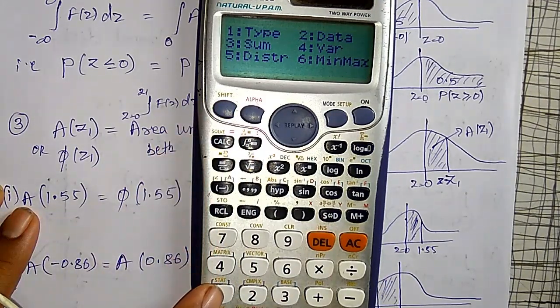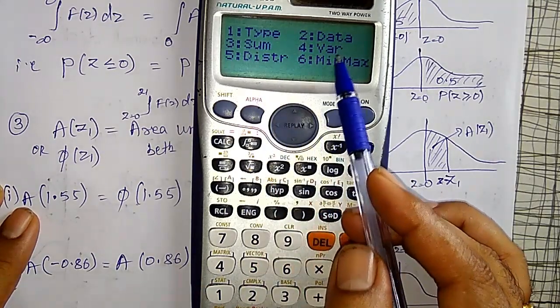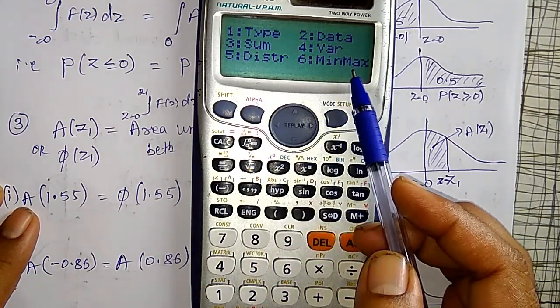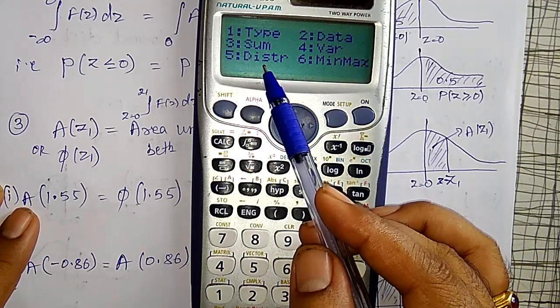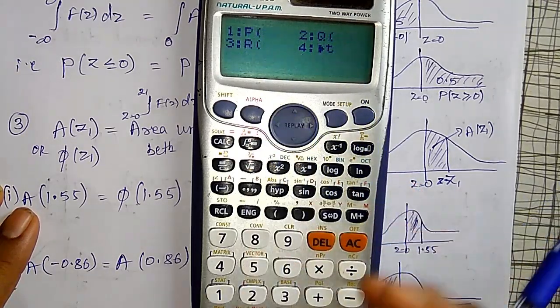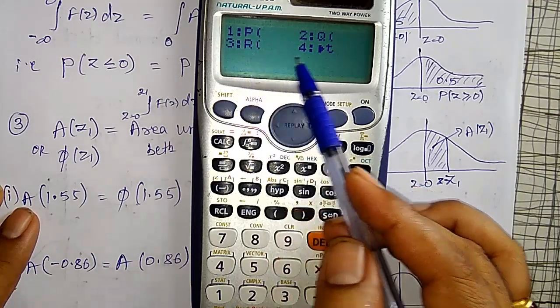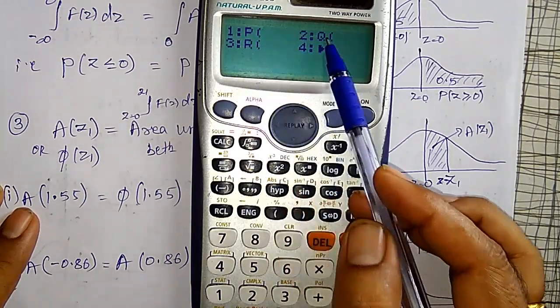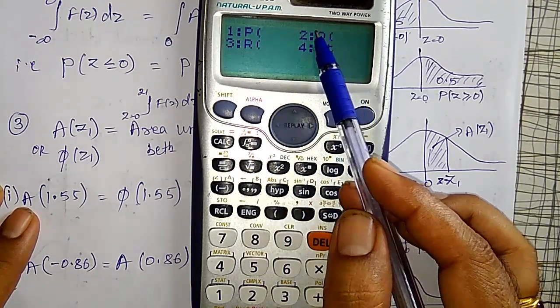Shift then 1. That will become the stat mode. In that type, data, sum, variance, distribution, min max is there. I want to find out the distribution, the 5th one. In that distributions, many different types are there again: P, Q, R and T. I want a normal distribution.